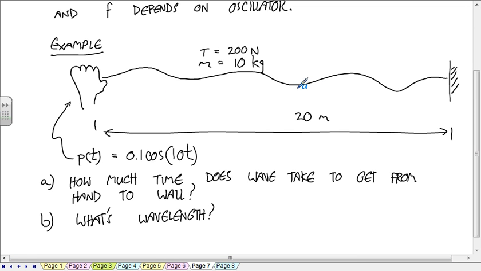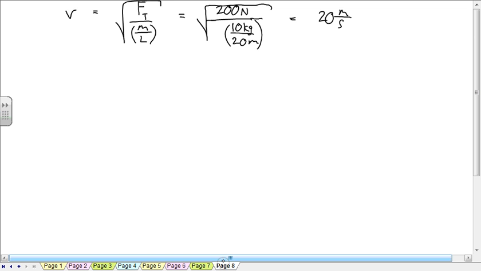Okay, so then the next step is really easy because it happens to be that the length of this is 20 meters. The speed is 20 meters per second, so it takes 1 second to get there. But you could also set it up the way we talked about 1D kinematics.